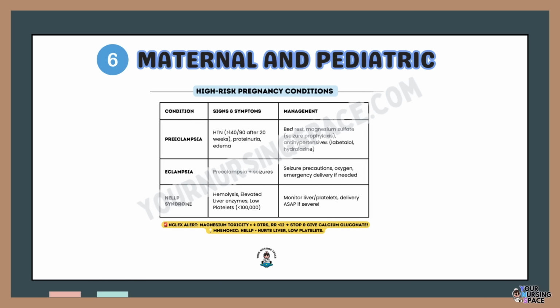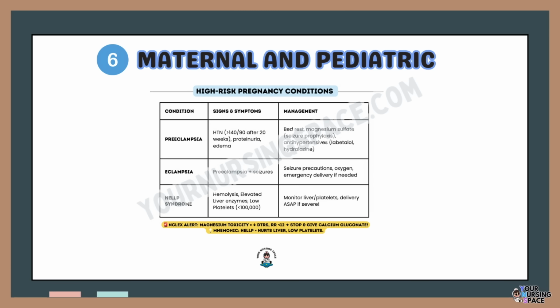Now let's talk about hypertensive disorders in pregnancy. Preeclampsia is defined by hypertension, proteinuria, and edema. Severe cases may have headaches, vision changes, and right upper quadrant pain. Treatment includes magnesium sulfate to prevent seizures.